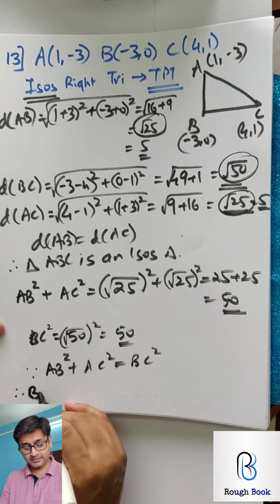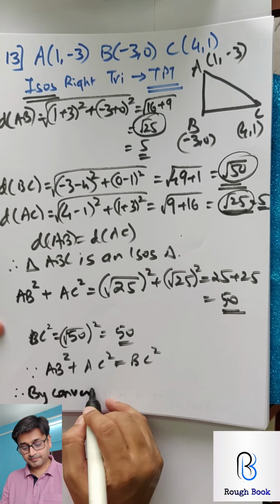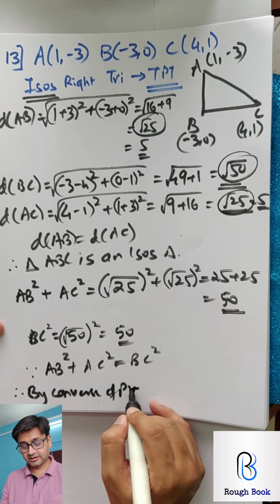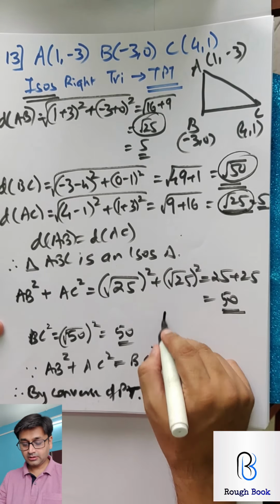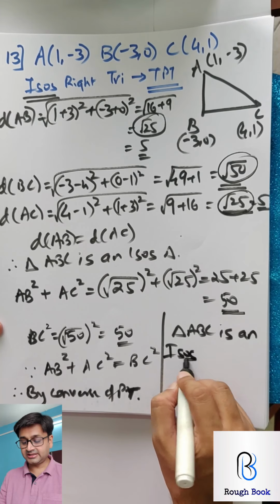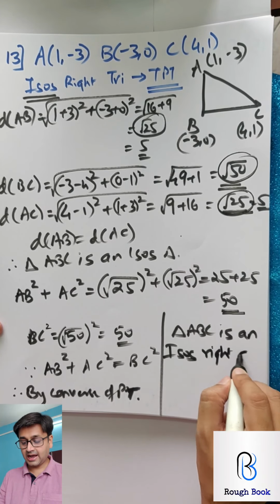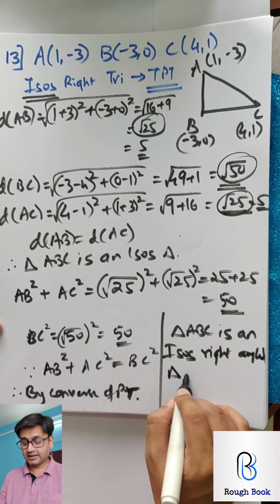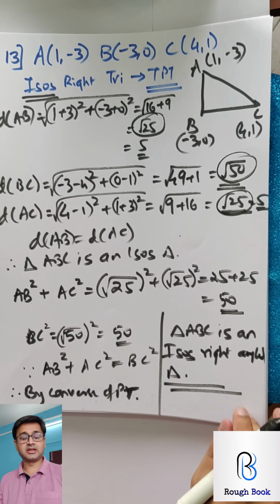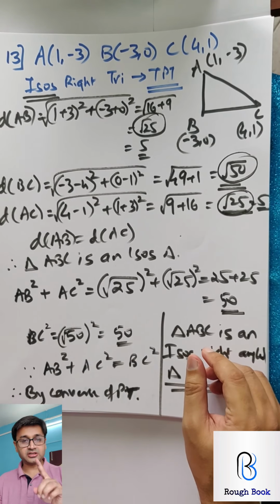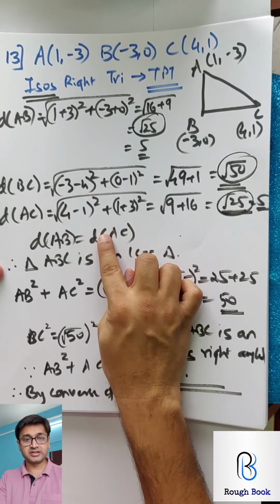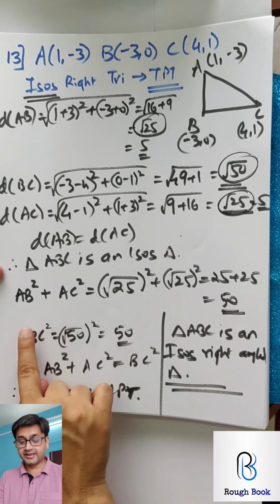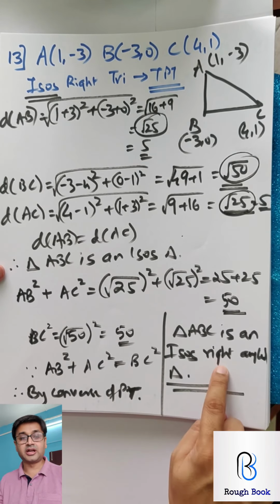So therefore by converse of Pythagoras theorem, triangle ABC is an isosceles right angled triangle. You managed to get this now. So what is the first part? First part is that you prove isosceles by proving two sides equal, and then converse of Pythagoras to prove that it is a right angle. Did you manage to get it?